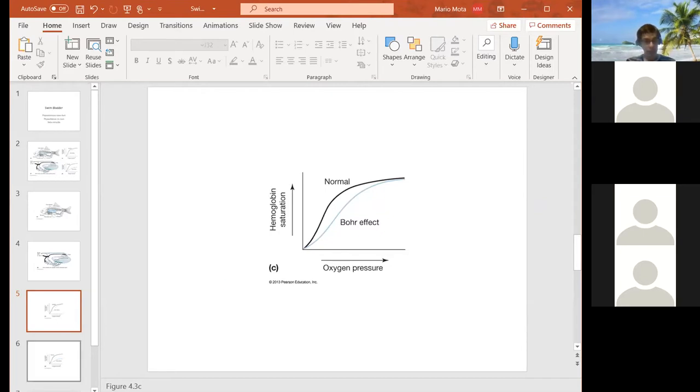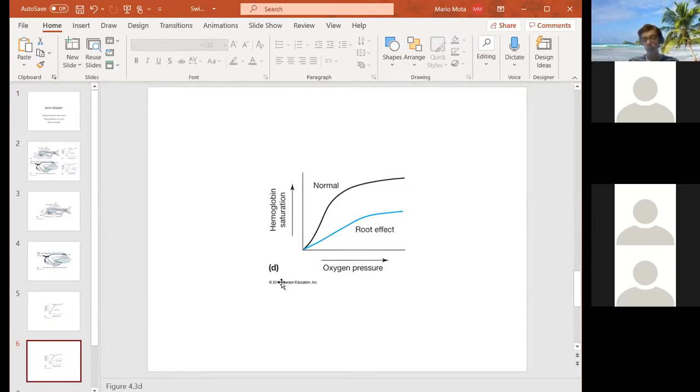The other effect is the root effect. Again, the same graph: oxygen pressure and hemoglobin saturation. Here there's the normal curve, the dark black one. Again, lowering the pH and creating an acidic environment, what the root effect does is lower the maximum number of oxygen molecules the hemoglobin can hold on to. So instead of holding on to 4, now hemoglobin can only hold 2.